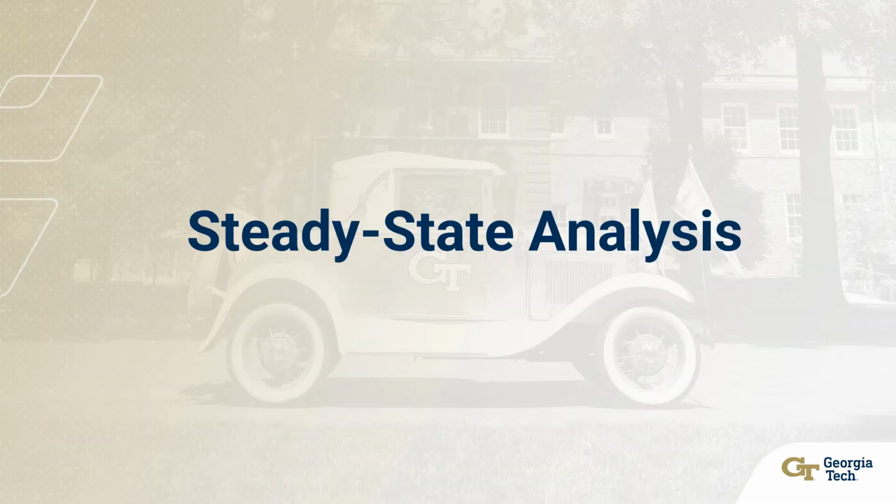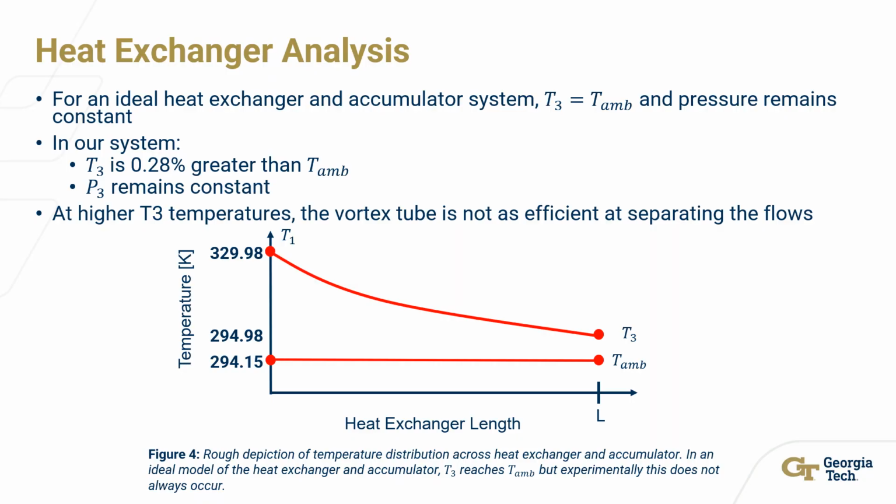Now the team analyzes system components given steady-state data collected. Ideally, the heat exchanger and accumulator is able to attenuate the pressurized air input's temperature to T ambient. The heat exchanger in lab was experimentally able to attenuate pressurized air inputs to within 0.28% of T ambient, while keeping the pressure constant. The heat exchanger is a critical step to cool T3 before the vortex tube.